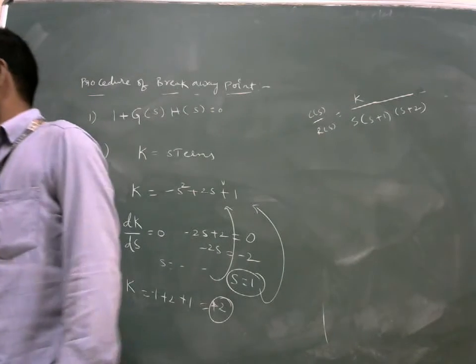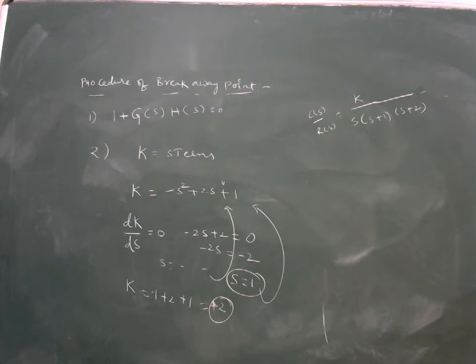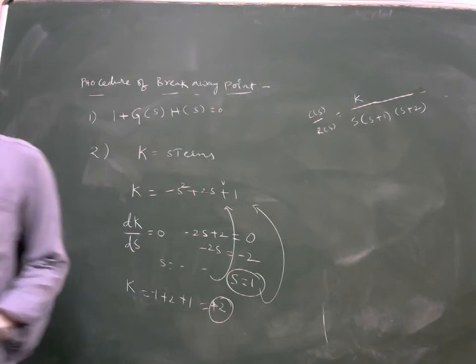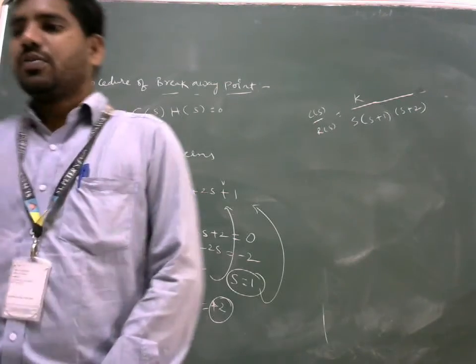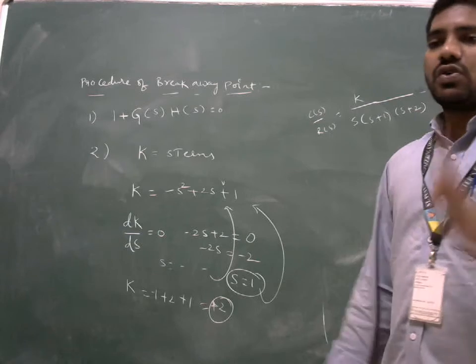Next one, point of intersection on the imaginary axis. Right? Rule 4, the procedure of a breakaway point, is clear. We are going to get it like this. Up to four rules will be complete.